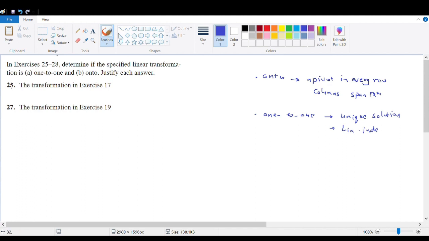So now in 25 we need to see the transformation from exercise 17. We know that A is equal, this is from exercise 17, 0, 1, 0, 0, then here we have 0, 1, 1, 0, also 0, 0, 1, 1, 0, 0, 0, 1. To check if our transformation is onto, we have to see if we have a pivot in every row. For the first row there is no pivot. Here we have a pivot, here we have a pivot, here we have a pivot. So this one does not have a pivot in every row. So it is not onto because we have no pivot in every row.